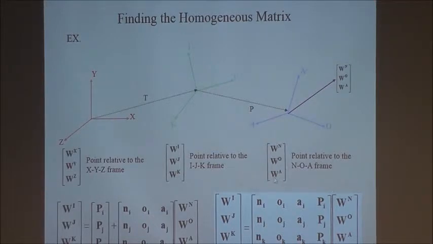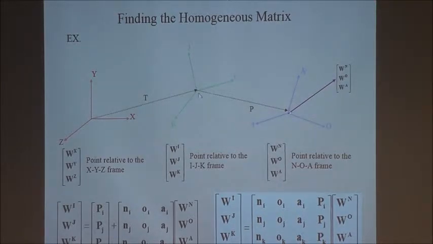So, for example, let's look at this scenario. We want to find the homogeneous matrix. You have three coordinates, let's say three consecutive joints.